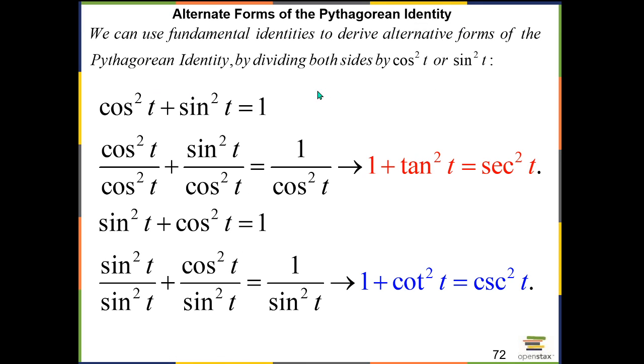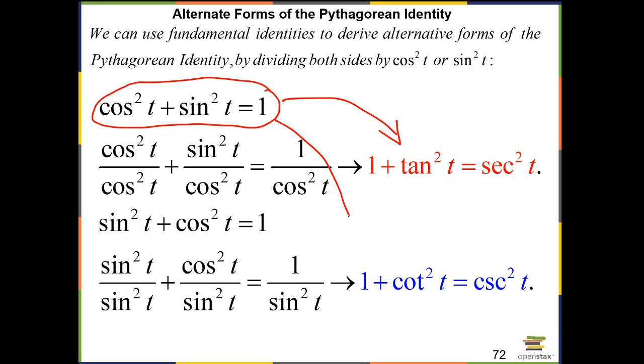All right. Now, the Pythagorean property that we've been talking about and using for a while can be converted to 2 more, this one and this one. How? All you have to do is divide everything by cosine squared, and you get a new identity, another form of Pythagorean identity. It's still called Pythagorean identity. 1 plus tangent squared is secant squared.